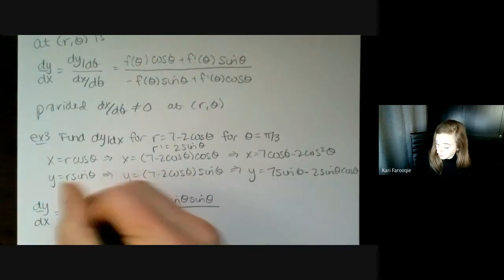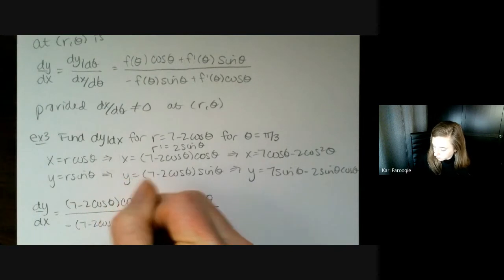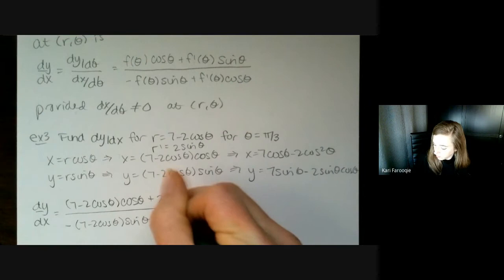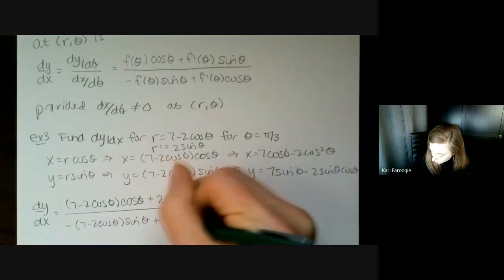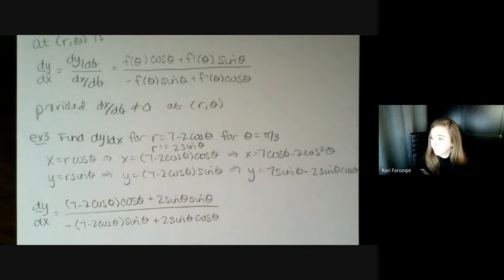And then in the denominator, you have negative f of theta. So that's negative r times the sine of theta plus f prime of theta times the cosine of theta.